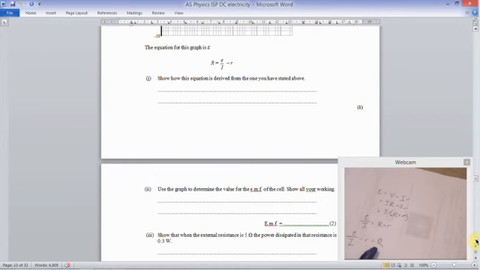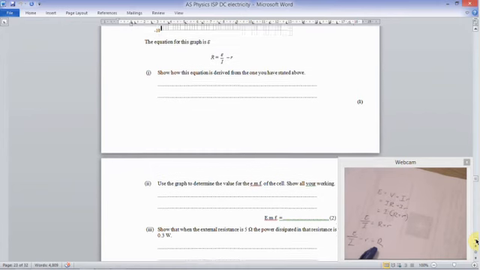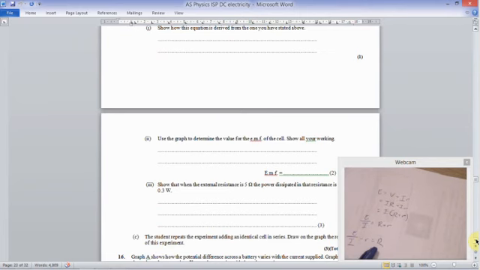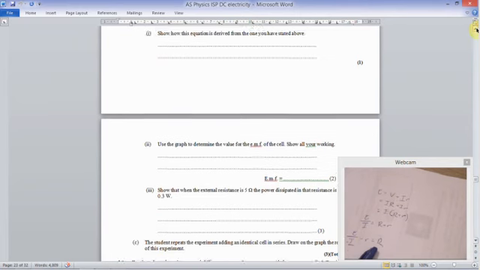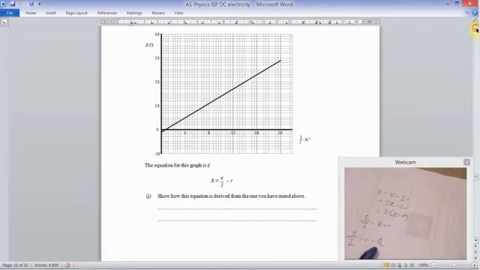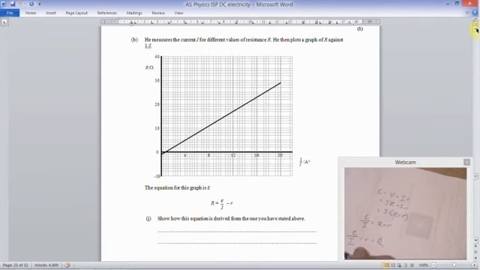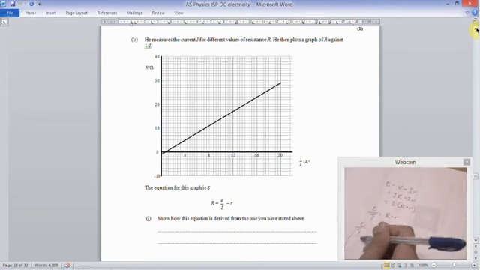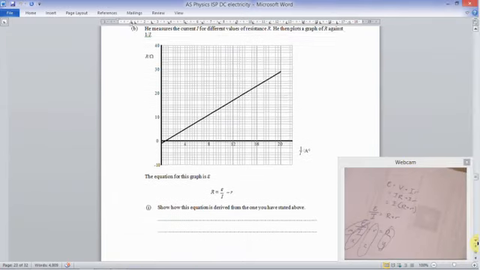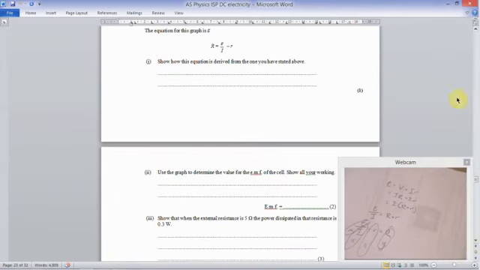Okay, because the main thing is that the substitution is V equals IR. Okay, so use the graph to determine the value of the EMF of the cell, showing your working. Right, so we need to look at that equation and figure out which part of it is the EMF. So our y-axis is R, our x-axis is 1 over I, excellent. Our y-intercept is minus r, so C is minus r again. And M this time is EMF. So let's have a go at that. So figure out the gradient of the graph to figure out the EMF. Okay, so you could figure out the gradient of that graph.